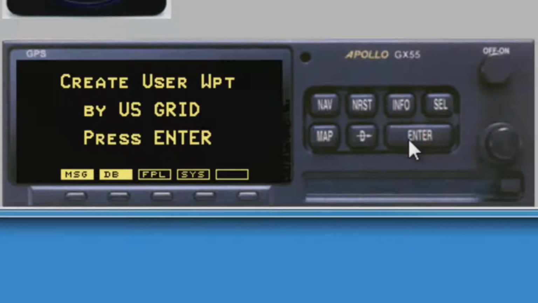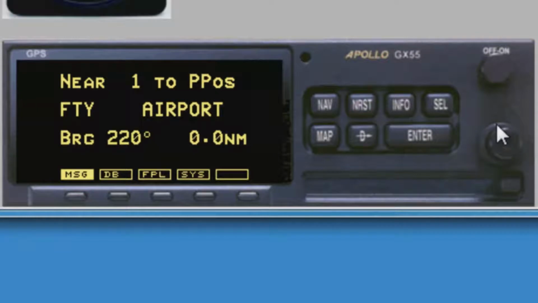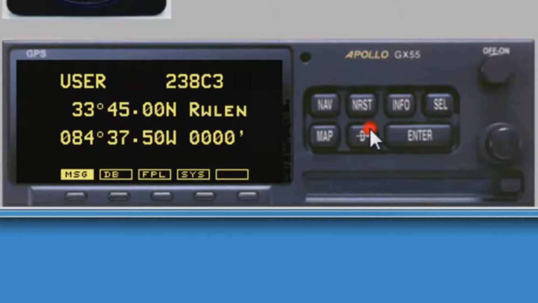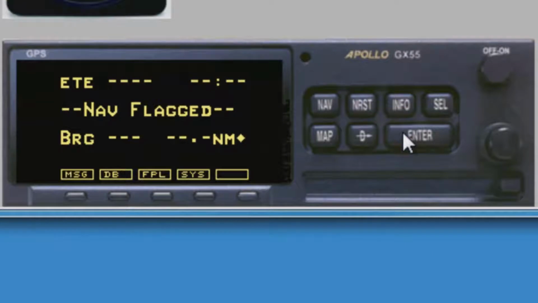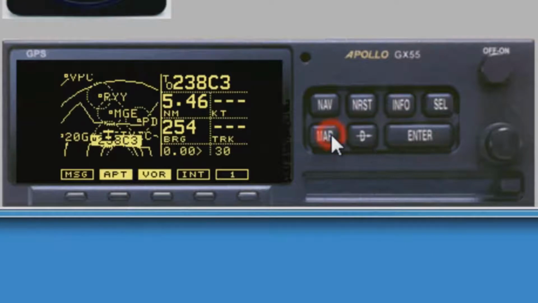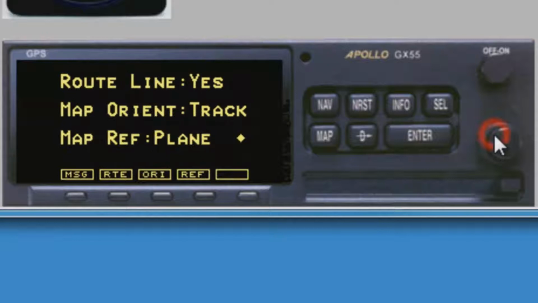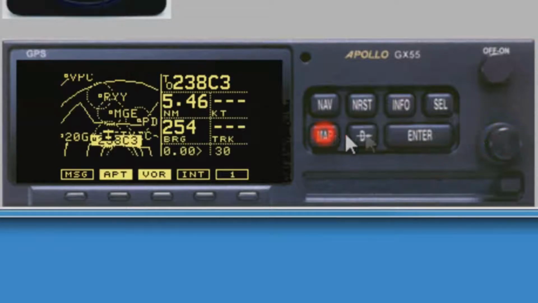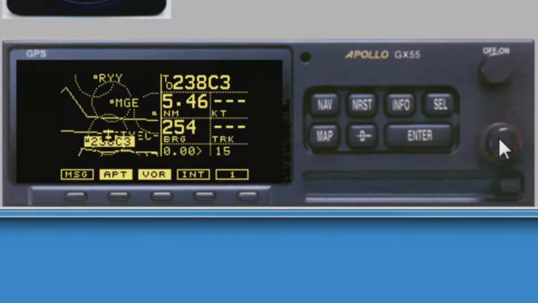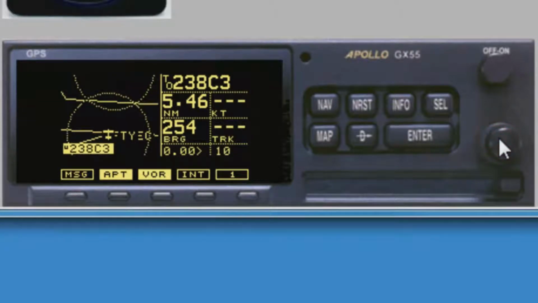Now that that point is a user waypoint, I can use it in a flight plan or choose to go direct to it. In this case, I'll use the nearest button. We'll scroll through to the nearest user waypoint, which is 238 Charlie 3, and hit direct and enter. That'll get us navigating. I can come to our map and see the aircraft is positioned at Fulton County Airport. Got our line drawn to 238 Charlie 3, and I can get some motion going on the simulator.